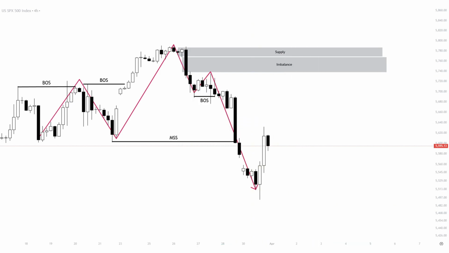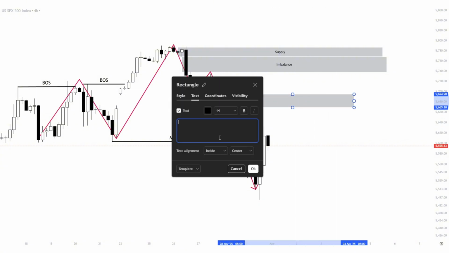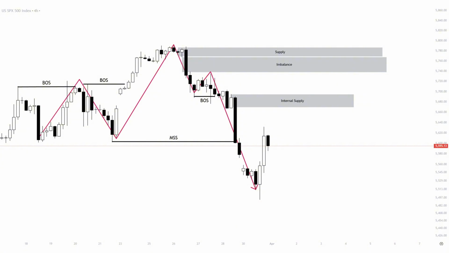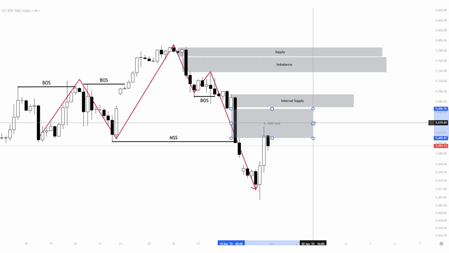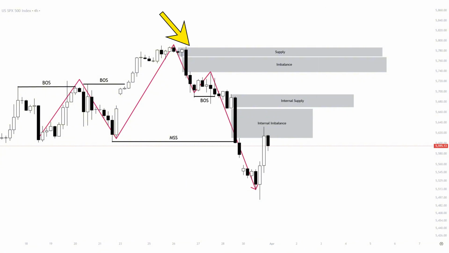So if we check all the entry models in here, we have an extreme swing supply on the external levels. Slightly lower, there is an external imbalance. Now if we check even lower, there's an internal supply here, and also an internal imbalance below. So there are 4 entry models just on this time frame. Which one should we trade? That's the question. Based on common sense, the safest one is the highest one possible, that is the swing supply. But let's see how other zones could be traded.